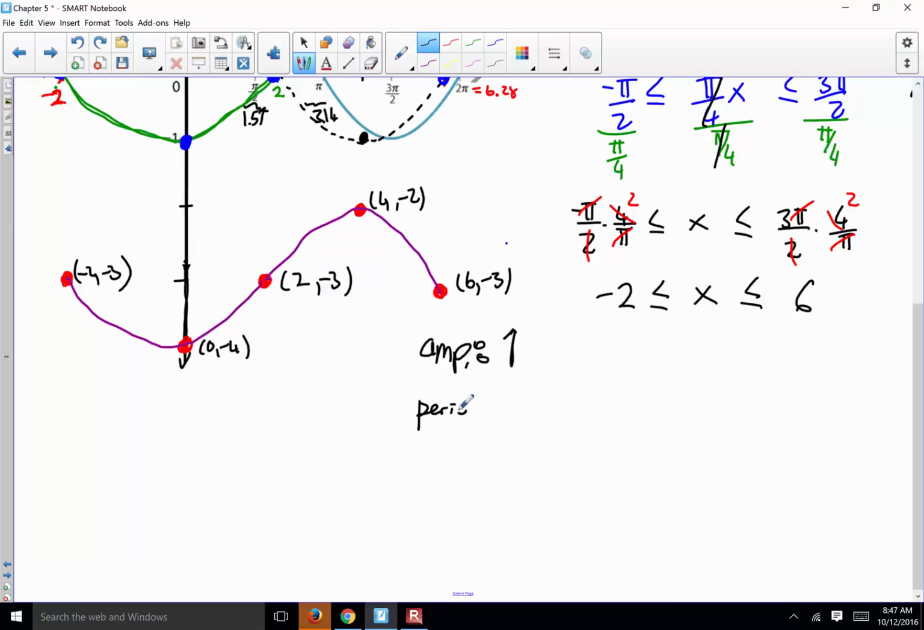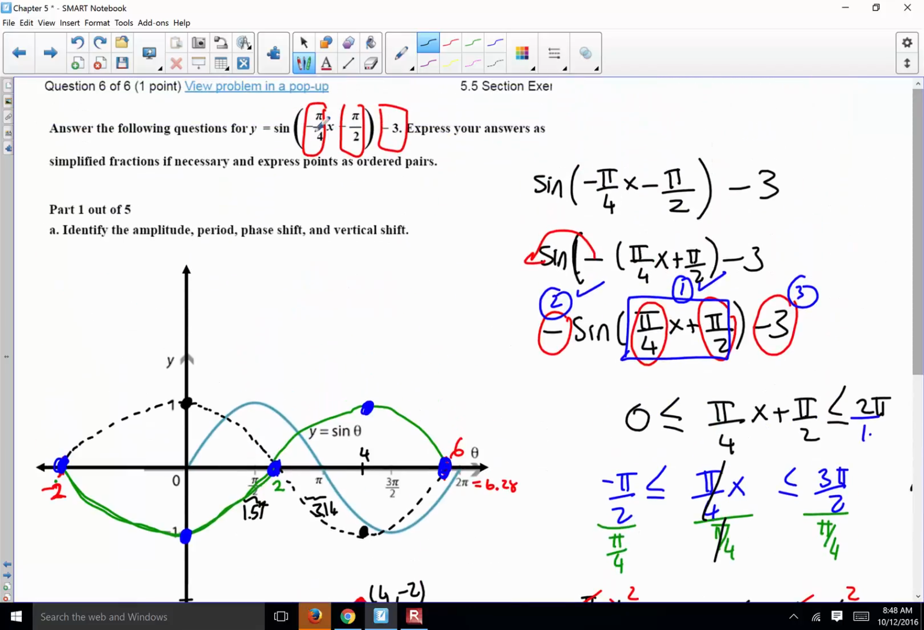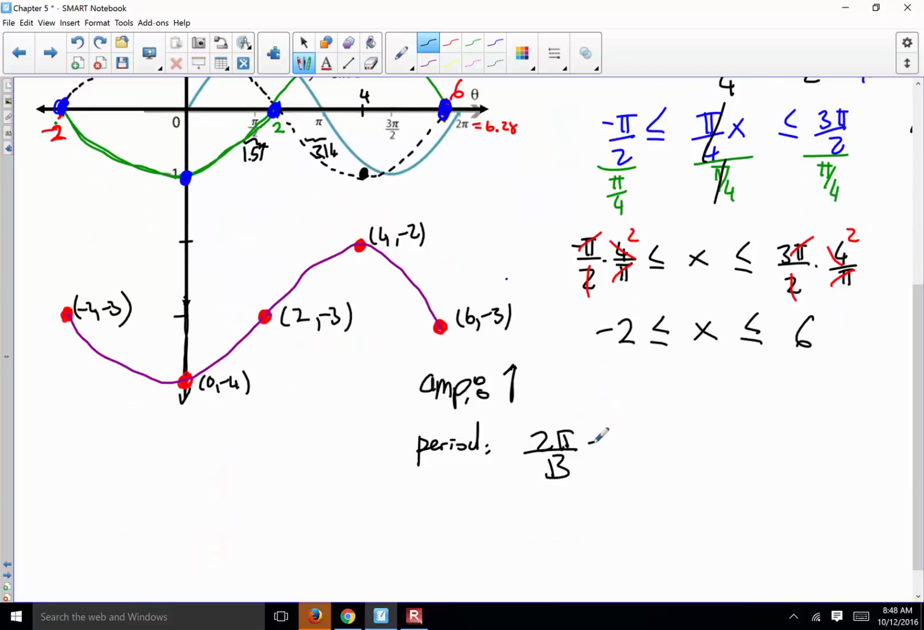Alright, period is 2 pi over b. What is b? What was b? Pi over 4, right? When I multiply this, it's 8 pi over pi. So it's just 8. Flip and multiply. It's 8. Period is 8. You don't have any pi.